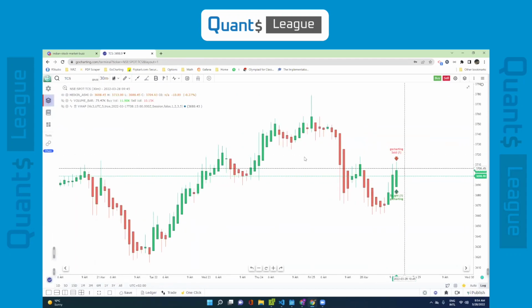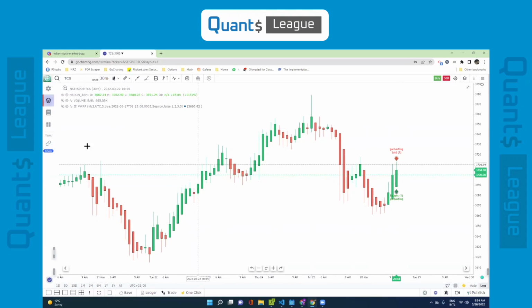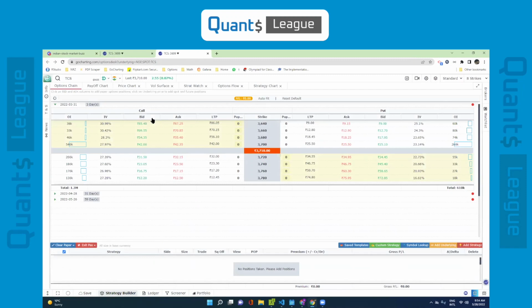from our charting platform. Now we go to the next level, which is options trading. When you go to any of the spot or underlying charts, you will see on the left hand side something called option chain. When I click on option chain, it will take me to the next platform that I'm going to walk you through. This is called Options Desk.